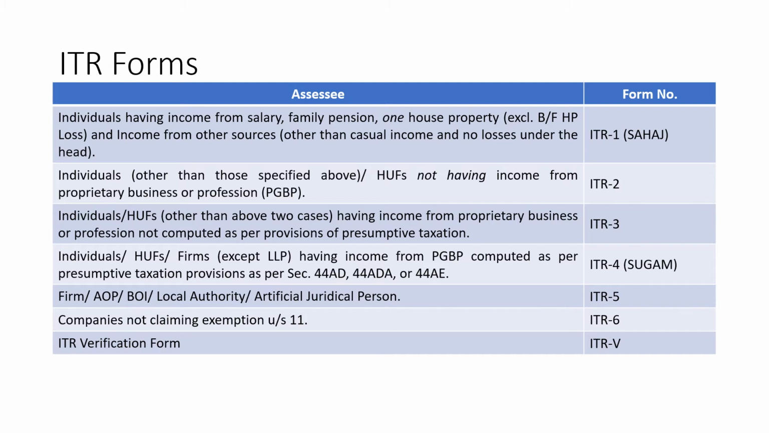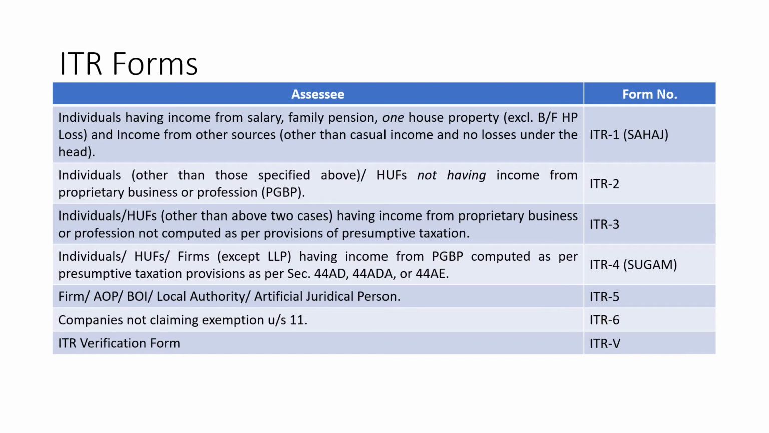Now, for presumptive taxation cases covered by section 44AD, 44ADA or 44AE, these are special cases where income is not taxed as per the slab rates or as per the normal income tax provisions but as per turnover, a certain fixed percentage of turnover, and presumptive taxation scheme is basically for small assessees. So for those assessees who opt for presumptive taxation, they should always file their income tax returns in ITR 4. This form is also known as Sugam.